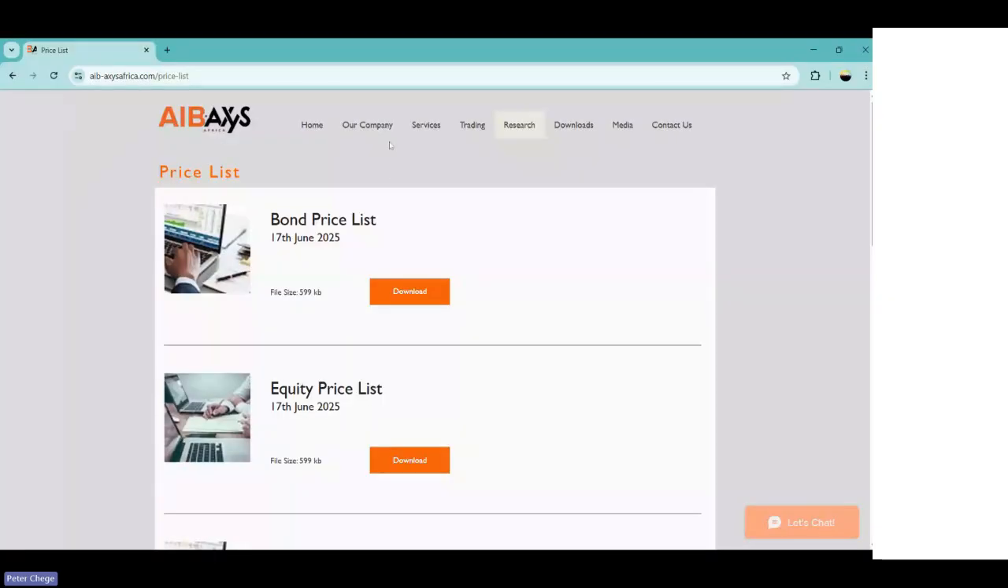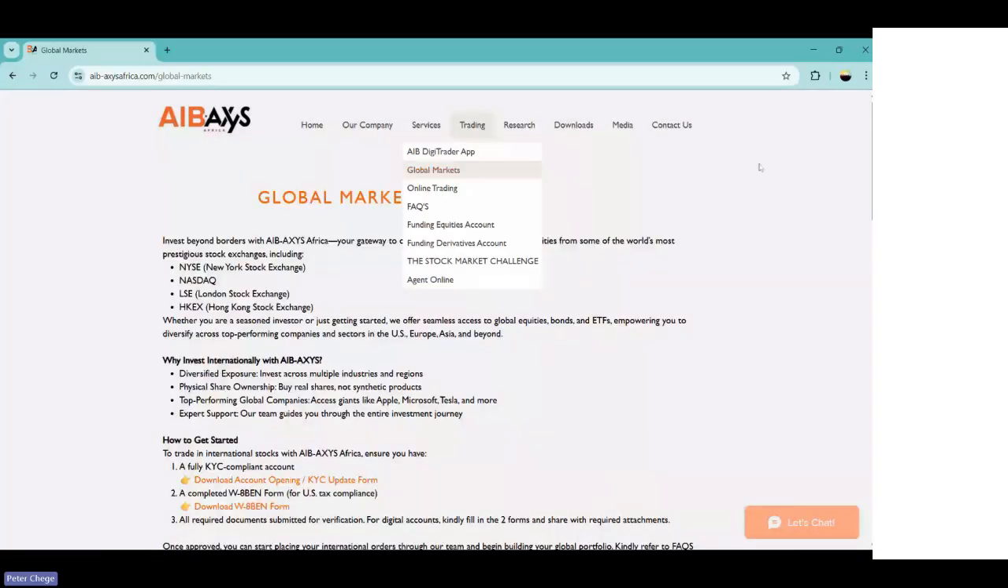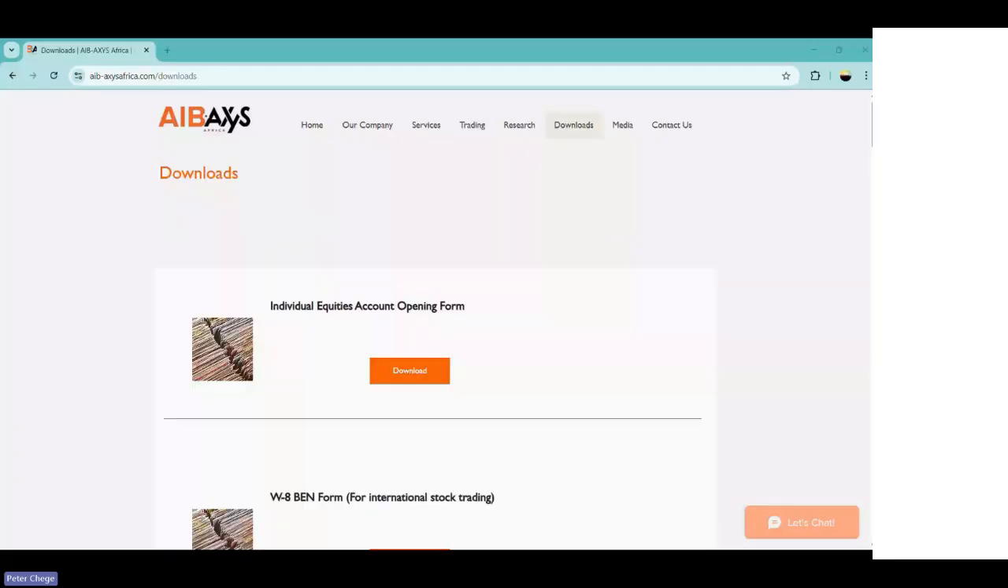So you go to our website, AIB Axys Africa. You go to trading. You can use global markets. There is this account opening form, or you go to downloads. You go to individual account opening form. So it's there under downloads. You click on the download.